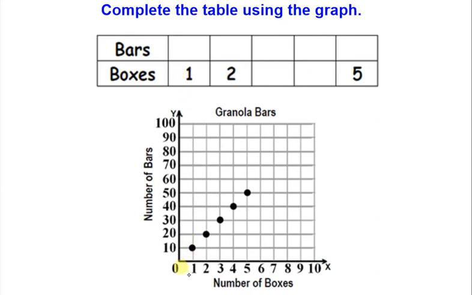So our first coordinate is 1x, 10y. So this must be our x, this must be our y. 1x, 10y. If I look at the graph, 2x, 20y. The next one, 3x, 30y. The next one, 4x, 40y. And the last one will be 5x, 50y.